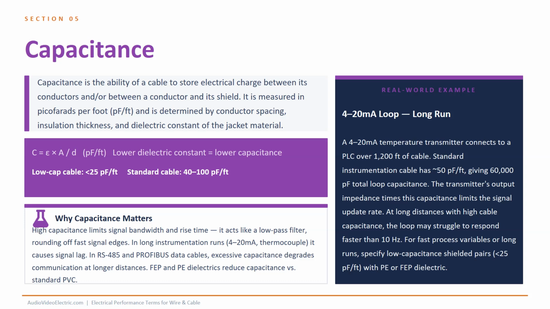For example, a 1,200-foot 4 to 20 milliamperes loop with standard cable can experience signal lag. Specifying low-capacitance shielded cable with special dielectrics helps maintain fast response over long runs.